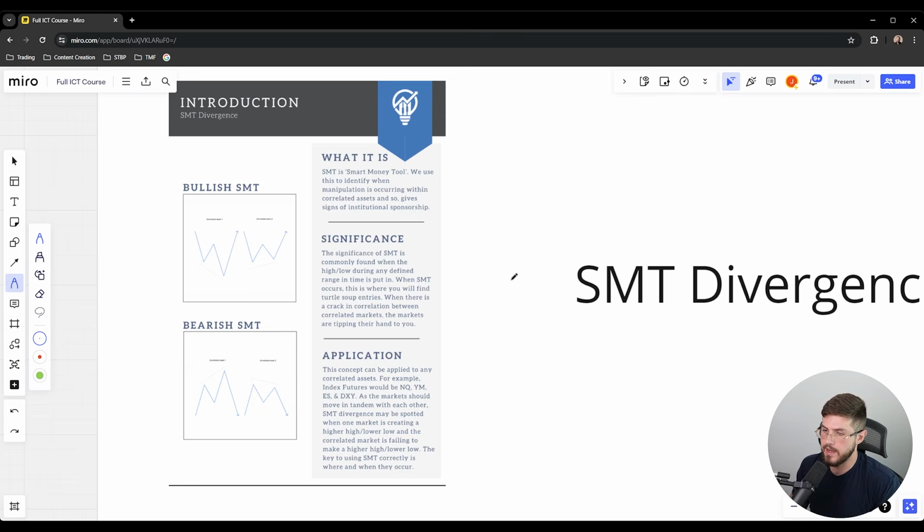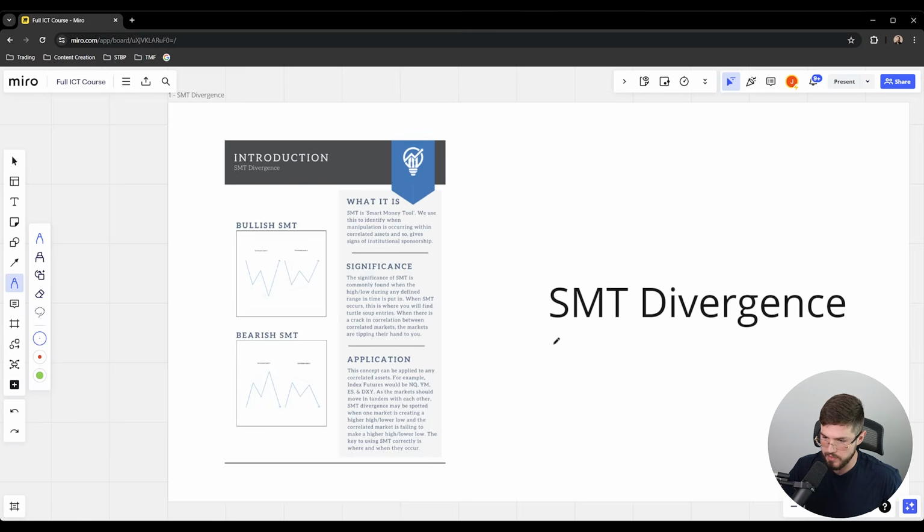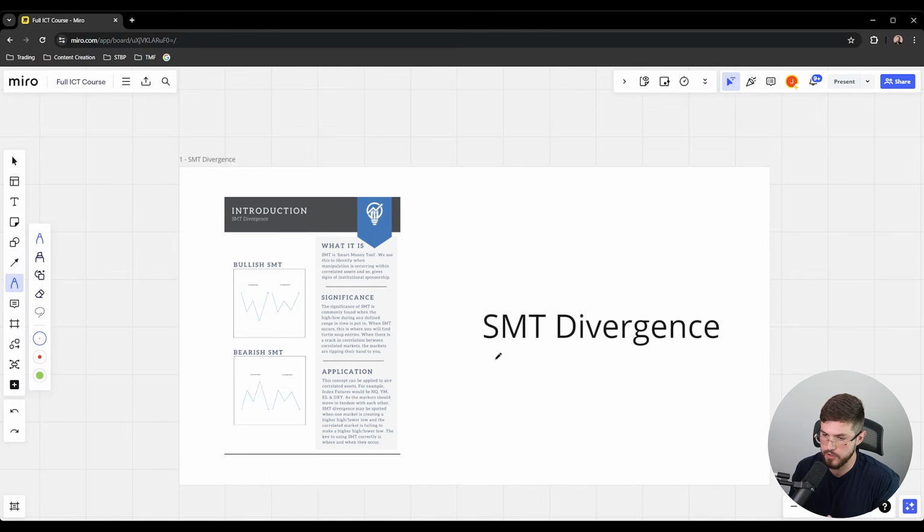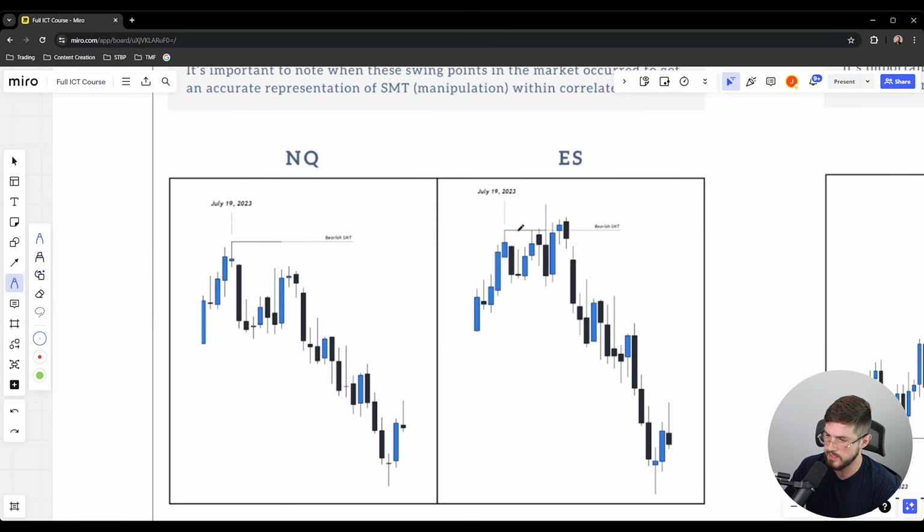It's when there's a crack in correlations, it's basically showing you that there is some kind of manipulation or some kind of smart money activity at play. Because when markets that are very large, like the stock market or Forex markets, aren't moving appropriately, that shows that there is a large force at play. So these can be used as a tool to confirm your trades or confirm a bias. So let's look at some examples.